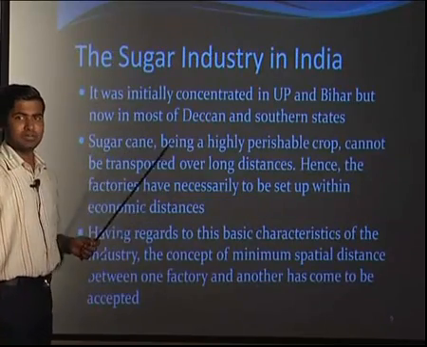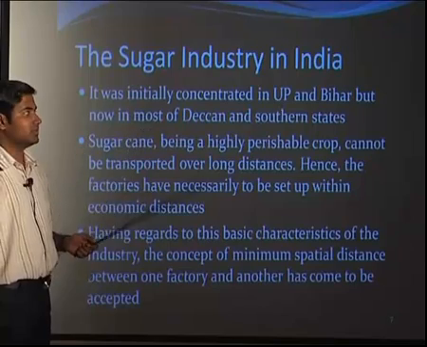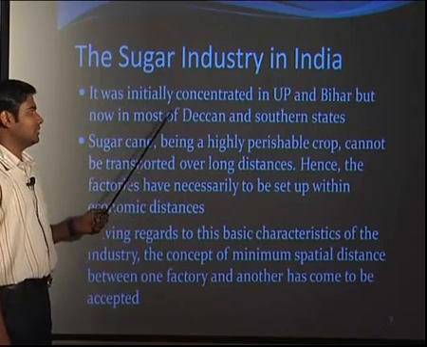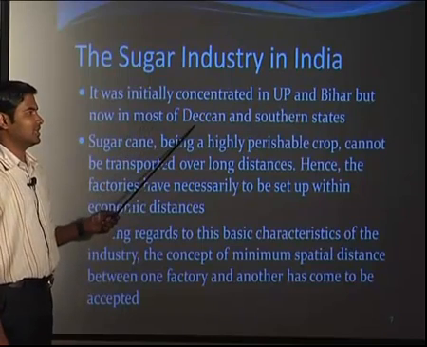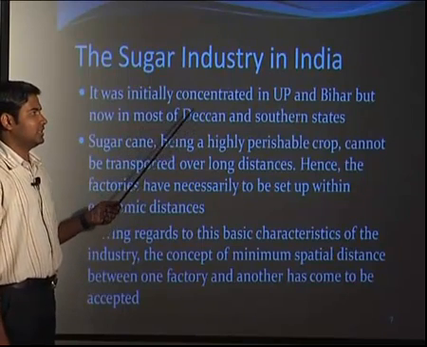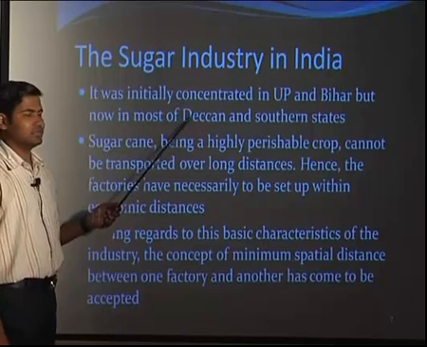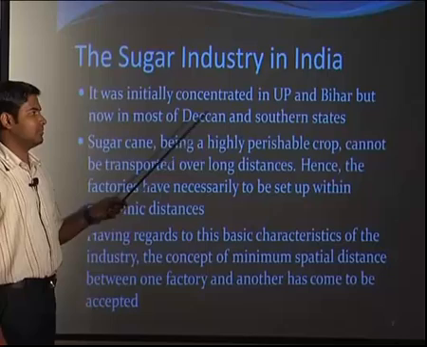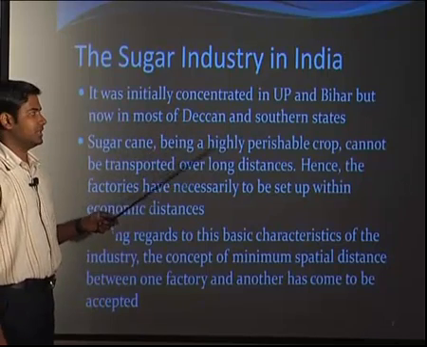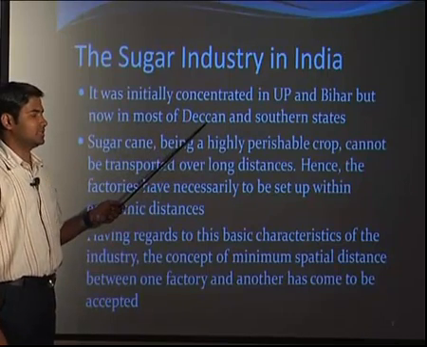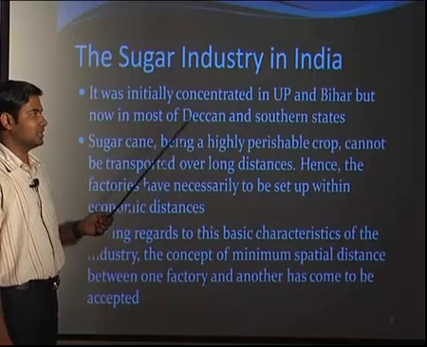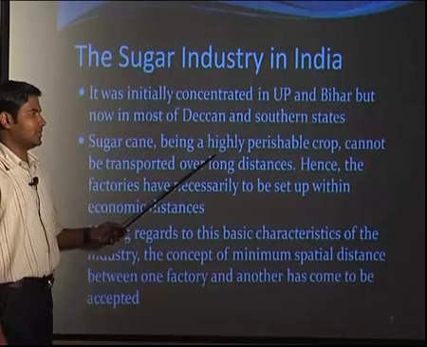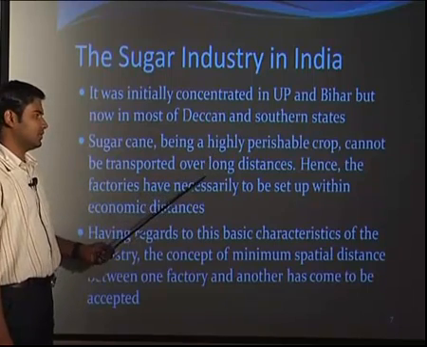So we will try to discuss the sugar industry with respect to the Indian scenario. It was initially concentrated in UP and Bihar, but now it's mostly in the Deccan and southern states. Earlier, UP and Bihar were called the sugar bowl of India, and the main sugar production happened in UP and Bihar. But with more irrigation techniques, the Deccan and southern states are also producing more and more sugarcane to produce the sugar.